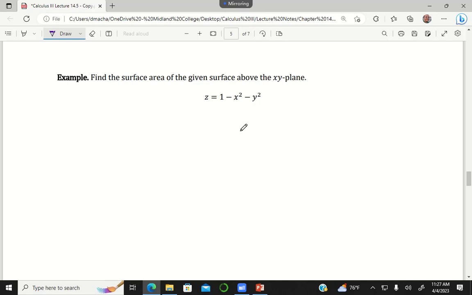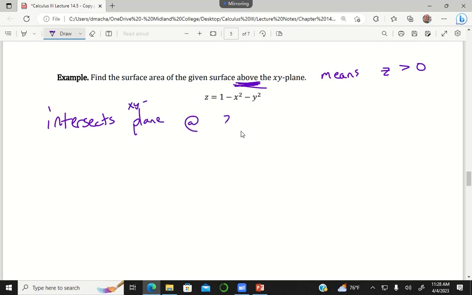Find the surface area of this given surface, but we're only going to think about the portion of the surface that is above the xy plane. And above the xy plane, that means z is greater than 0. It intersects the plane at z equals 0.